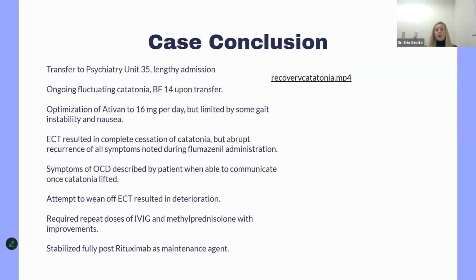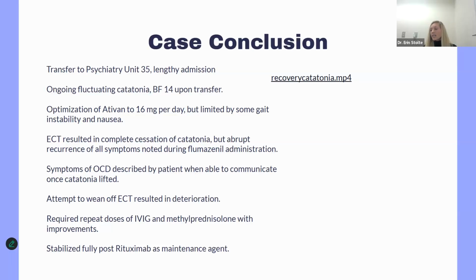And the other thing that was quite interesting was that when the catatonia resolved, what also came out was that this child had symptoms of OCD that had never been there before his illness. He had intrusive thoughts, he had worries about harm, he had rituals and things that he had to do over and over again, which was not treated by the Ativan or by the ECT.